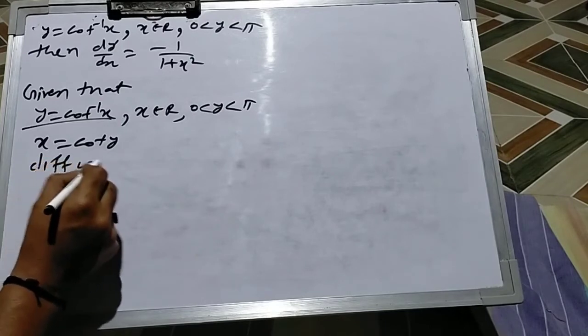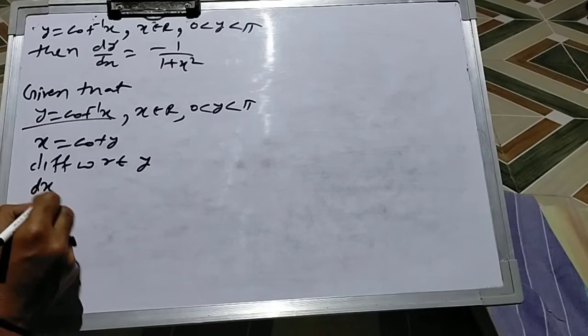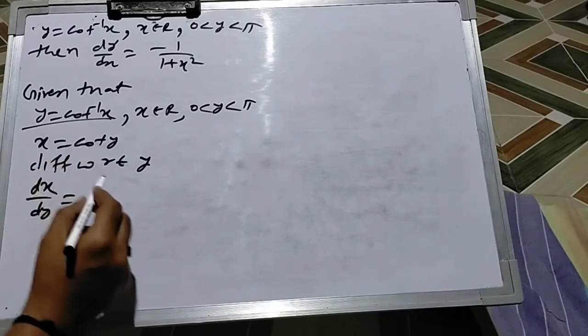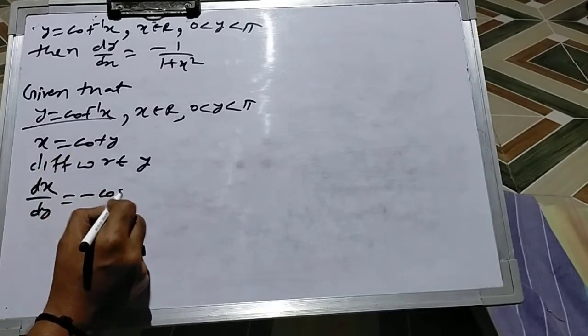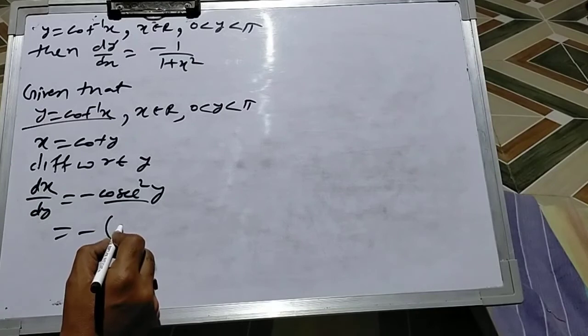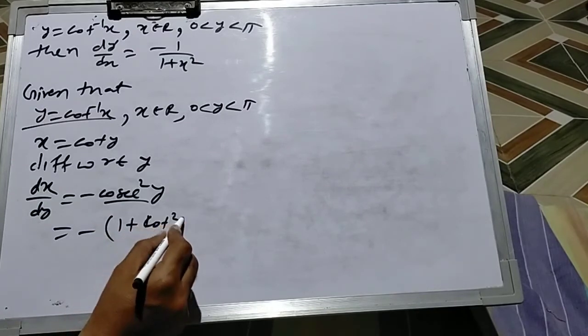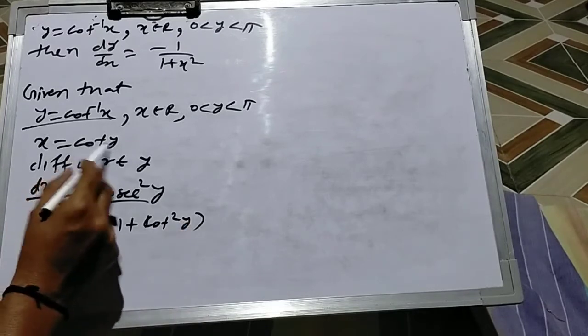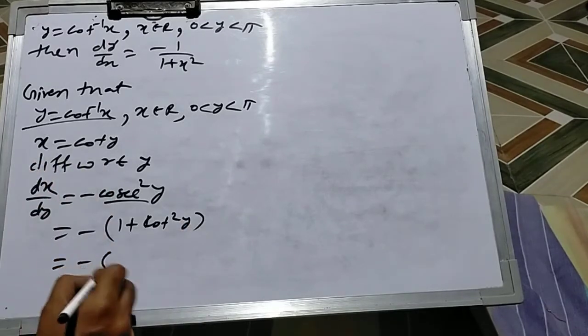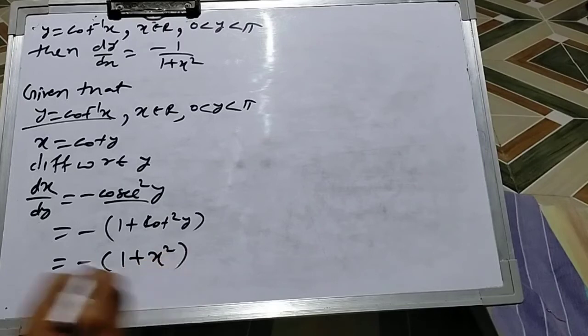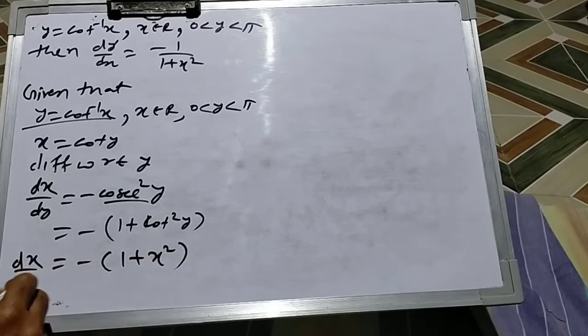Differentiate with respect to y, so the derivative of x with respect to y, dx/dy, is equal to the derivative of cot y, which is -cosec² y. So this is equal to minus, this cosec² can be written as 1 + cot² y. Again, cot y means x, so this is equal to -(1 + x²). This is dx/dy.